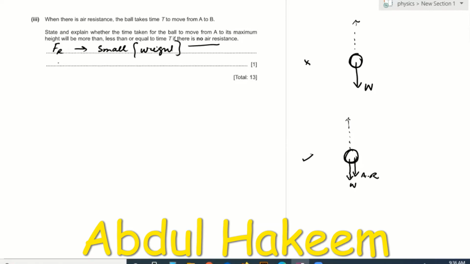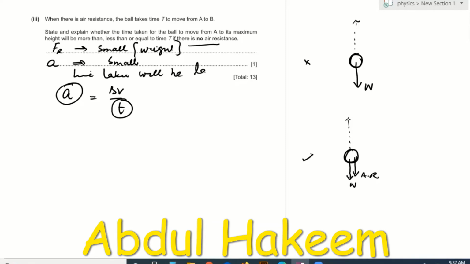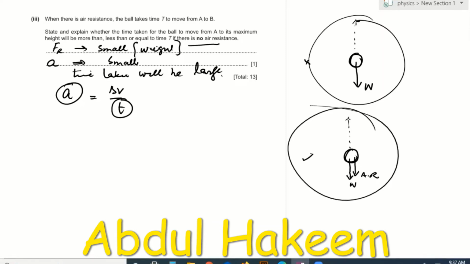When the resultant force is small, the retardation is also small, and the retardation is equal to the change in velocity divided by time. So retardation and time are inversely proportional. Hence, the time taken will be large. So in the absence of air, the only force opposing the motion is the weight. So less force, less retardation, so it takes longer to stop. Hence, the time taken will be large as compared to the time in the presence of air.